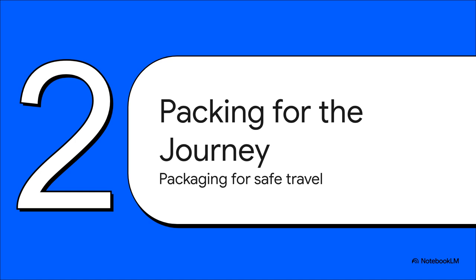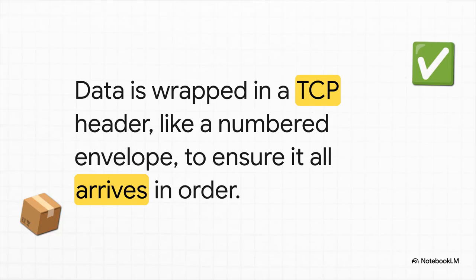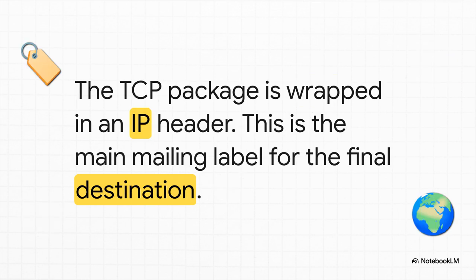All right, so we've got the address. Now it's time to actually prepare our data for the trip. And you can think of this just like a postal service. Right? You can't just send a loose piece of paper through the mail. You've got to put it in an envelope. You have to package it up correctly. So the very first layer of wrapping is all about reliability. We take our data and we wrap it up inside something called a TCP header. This is kind of like putting your letter inside a numbered envelope. It makes sure that all the pieces arrive and that they can be put back together in the right order on the other side.